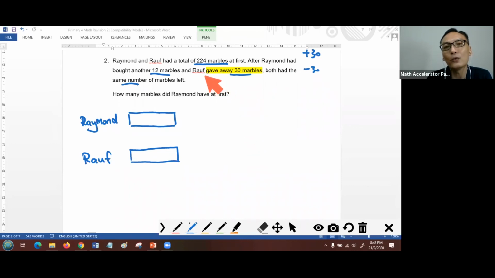Okay, when we move forward, we give away means minus, right? When we move backwards, we do the opposite, right? When we do the opposite of minus, that means we need to do the plus, right? Good job to those who got it correct. So here, we need to add 30.